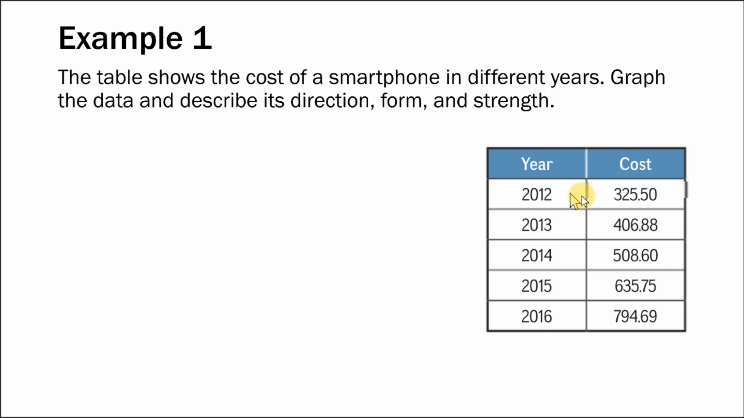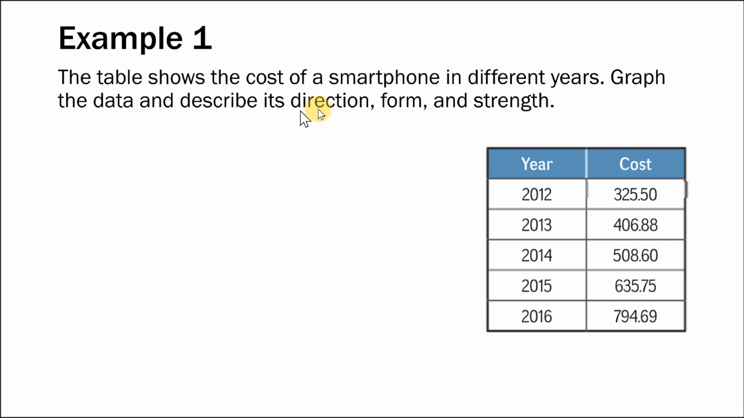Okay, so we're given this table. It shows the cost of a smartphone in different years, between 2012 and 2016. And we're given the cost, we'll say in dollars, that's fine. It says graph the data and describe it. So we're asked to describe direction, form, and strength.